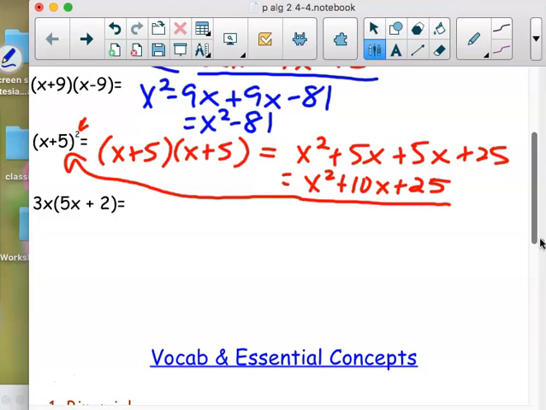Then I get to the quantity 3x times the quantity 5x plus 2. And I realize, well, that's not FOIL. This one is just distributing. I need to multiply 3x times everything in the parentheses. That's exactly what we do. 3x times 5x is 15x squared, because x times x gives you that x squared. And 3x times a positive 2 gives you plus 6x.